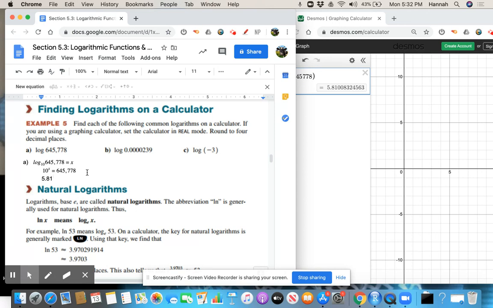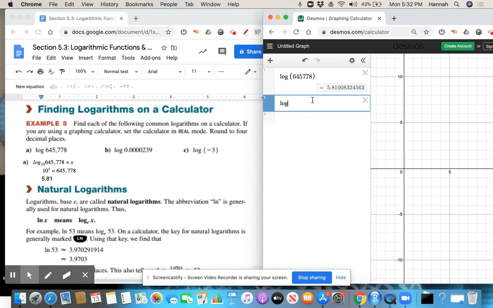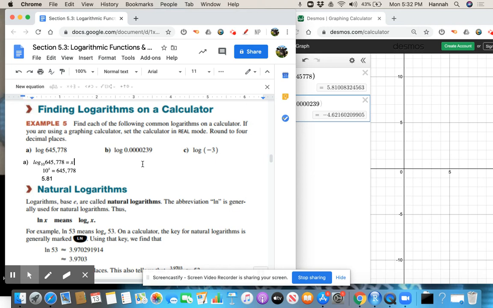Same thing on part B. It's understood that there's a 10 right there, that's my base since they didn't write it. Well, I have no idea what power of 10 gives me 0.0000239. So in that case, I'm going to go over to Desmos and type it in. And right there, it tells me my answer is negative 4.621. Okay.